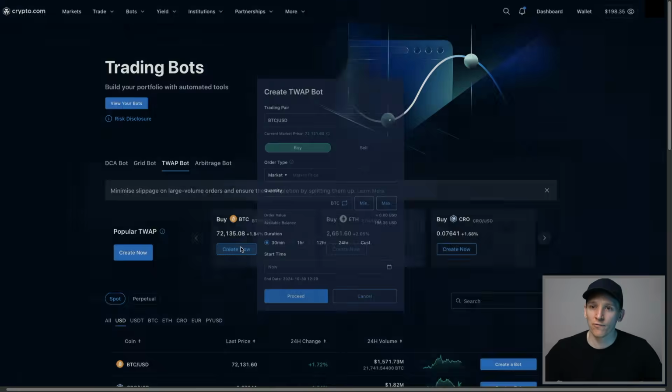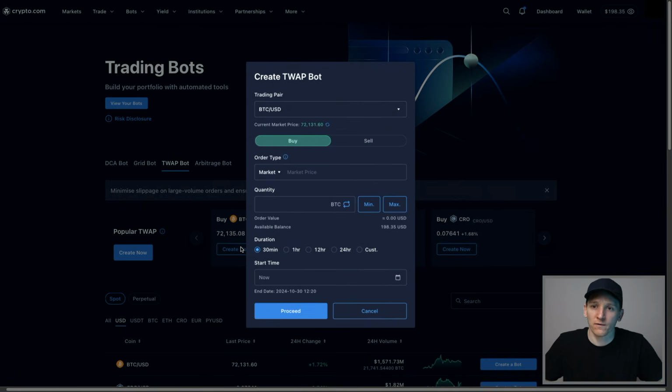Now, you may not outperform, right? This is down to what price you buy. So it may have been better to just buy everything all at once on Monday because that was the cheapest price. But, you don't know, right?